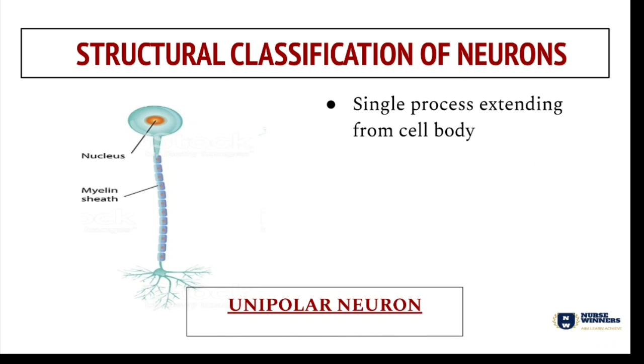The first structural classification of a neuron is the unipolar neuron. Again I repeat, unipolar neuron. Let us split the word unipolar into two. Uni refers to single, and pole. So here what you can see is that from the cell body only a single process, or a single stem, extends. The round structure is the cell body, and from the cell body a single stem is arising. So we call it a unipolar neuron.